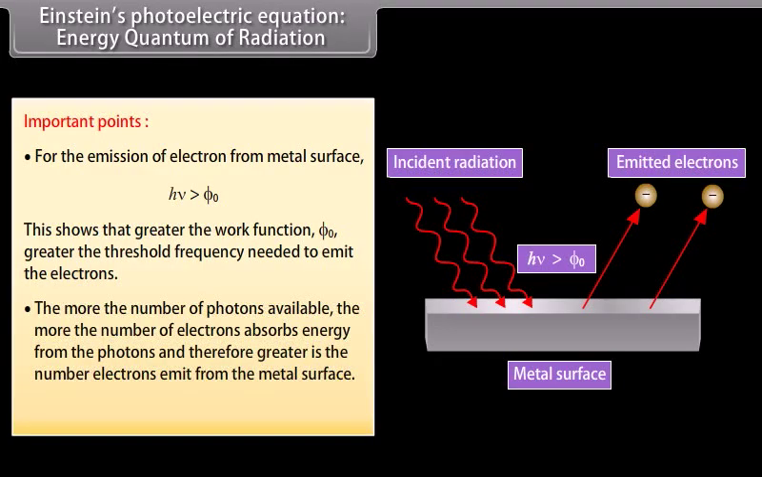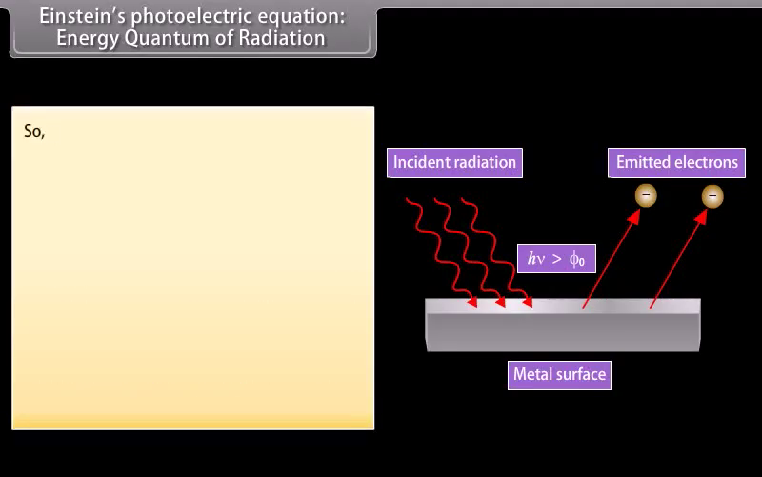The more the number of photons available, the more the number of electrons that absorb energy from the photons, and therefore greater is the number of electrons emitted from the metal surface. We know that Kmax equals eV0, and Kmax is equal to hν minus φ0. So, hν minus φ0 is equal to eV0. V0 is equal to h by e into ν minus φ0 by e.